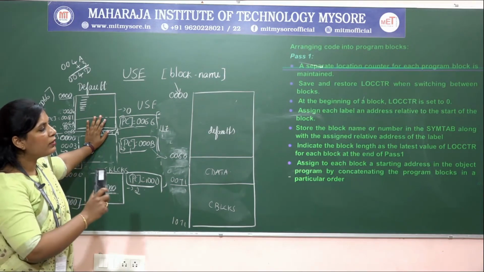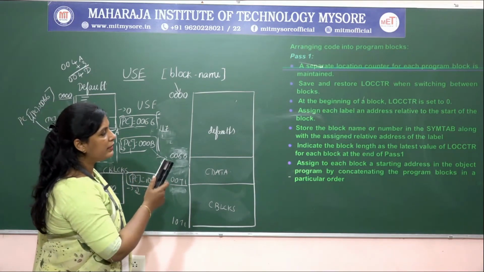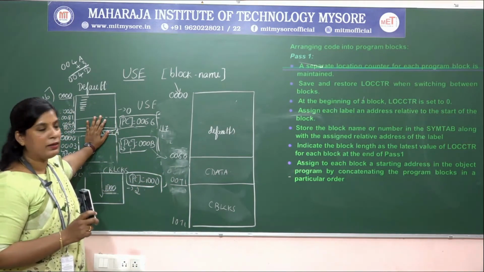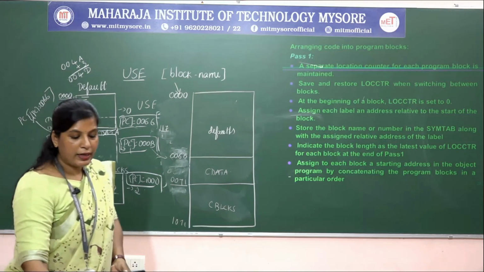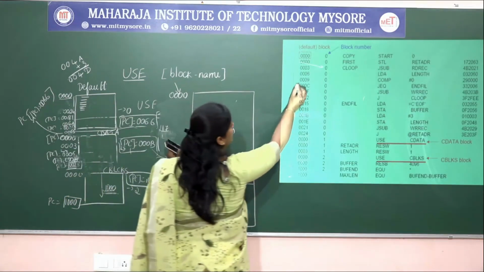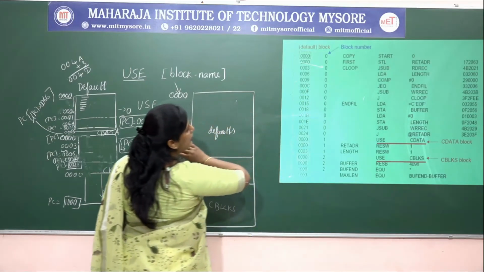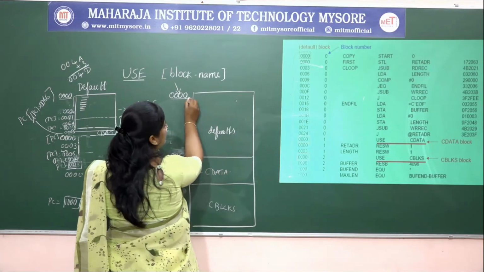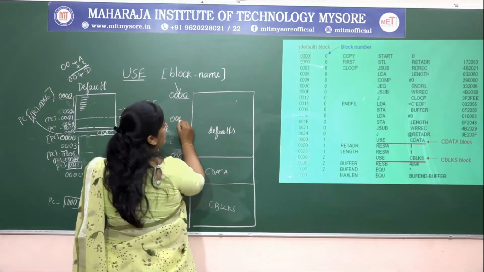Store the block name or number in the symbol table along with the assigned relative address of that label. For example, in that particular program, what is the instruction at the memory location 0009? Comparison with an immediate value. So it has started with 00 only.